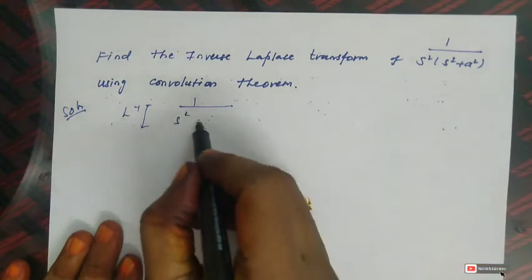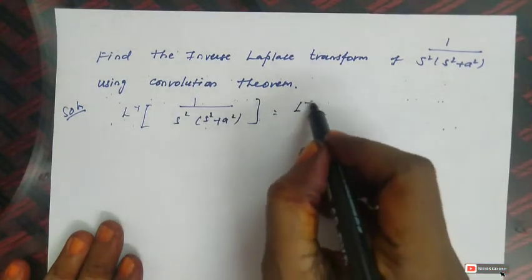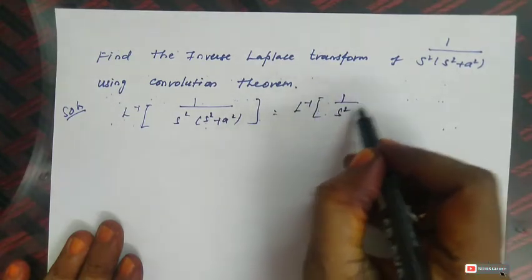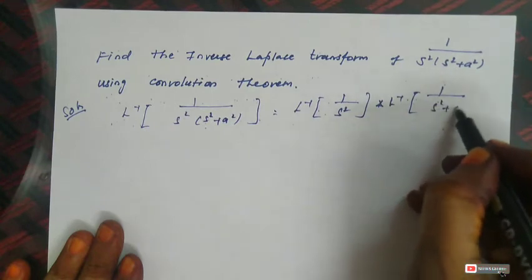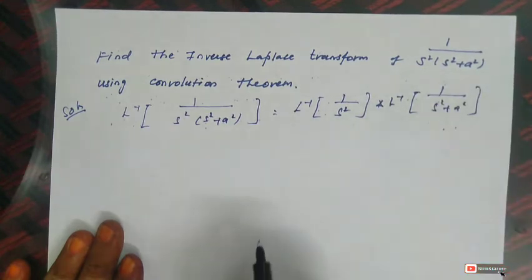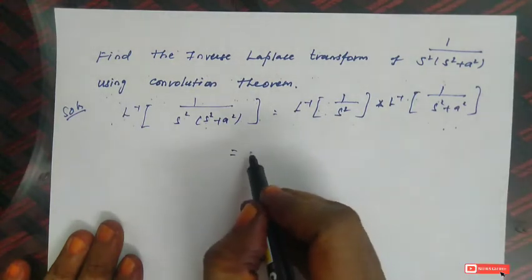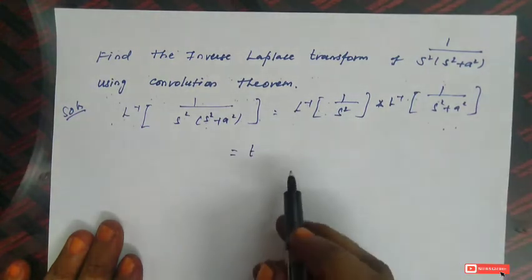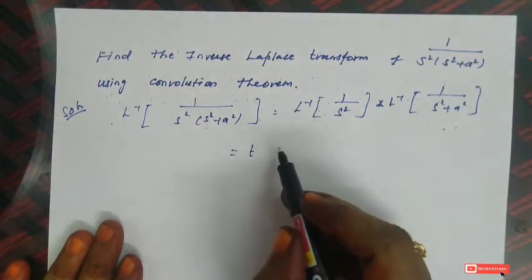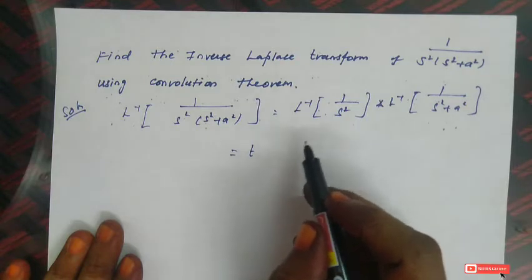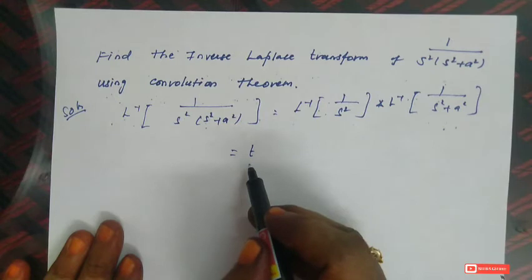So 1 by s square into s square plus a square, which can be written as L inverse of 1 by s square star L inverse of 1 by s square plus a square. Now the result for L inverse of 1 by s square, that is nothing but what? t. So L inverse of 1 by s square is t. Laplace transform of t power n is n factorial by s power n plus 1. Based on that result, we can write this as t.